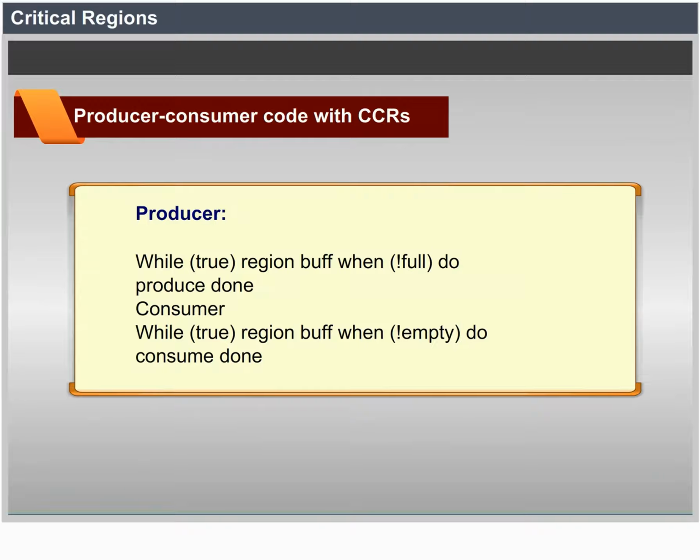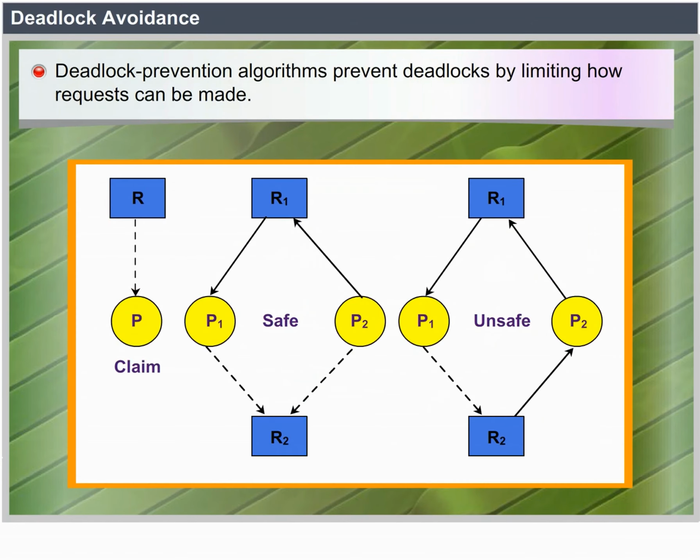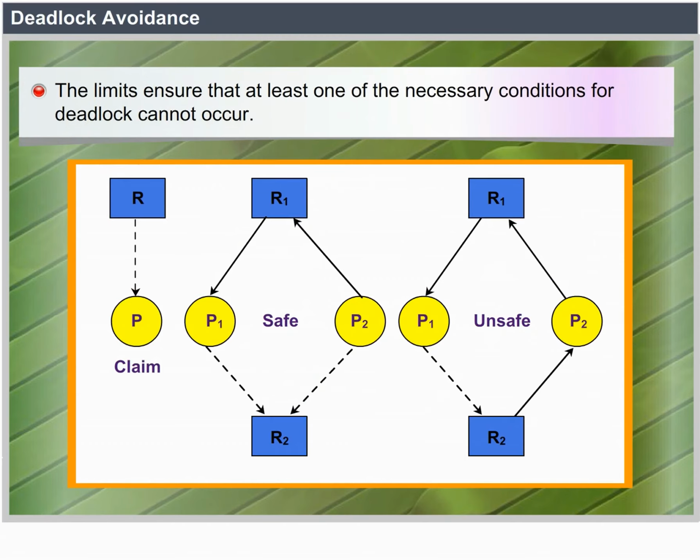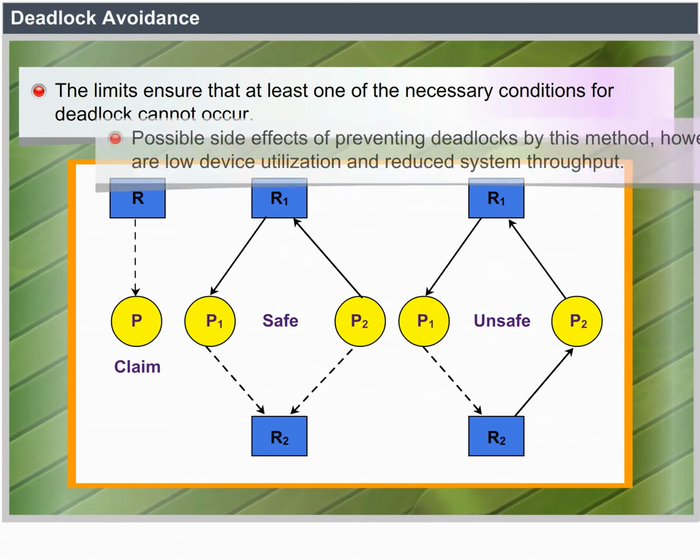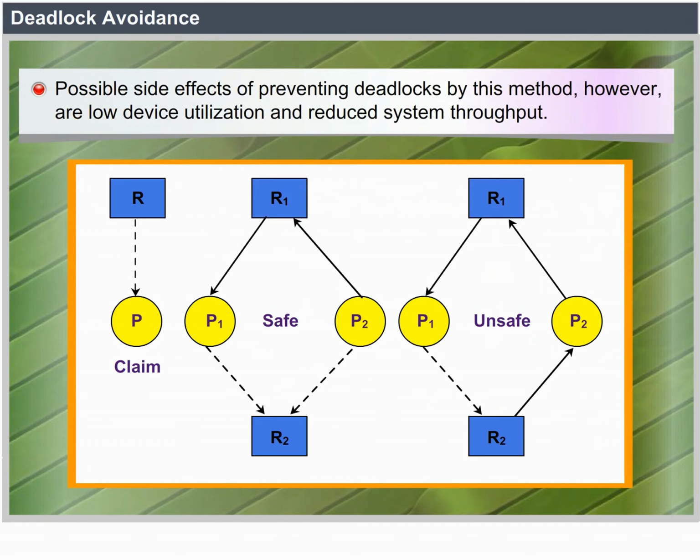Deadlock avoidance. Deadlock prevention algorithms prevent deadlocks by limiting how requests can be made. The limits ensure that at least one of the necessary conditions for deadlock cannot occur. Possible side effects of preventing deadlocks by this method, however, are low device utilization and reduced system throughput.